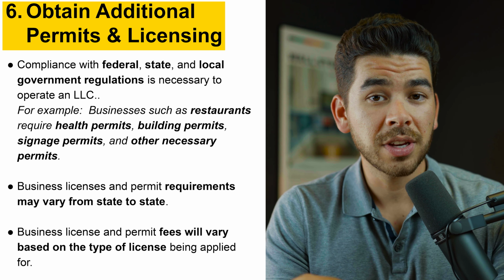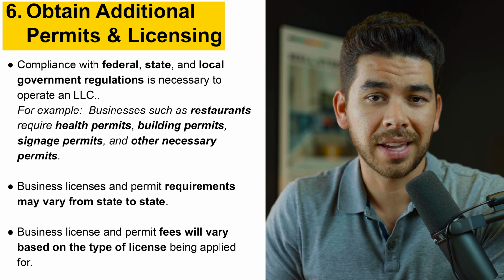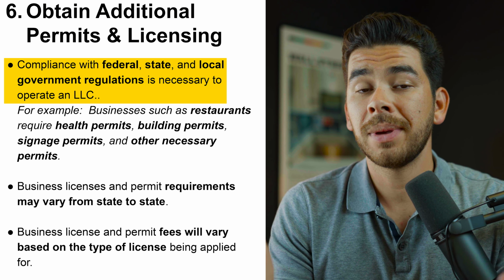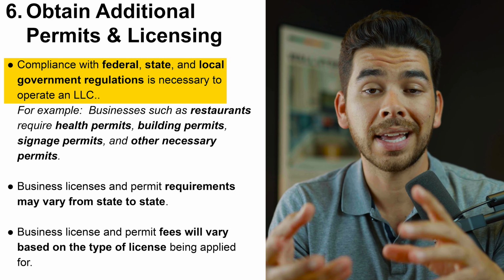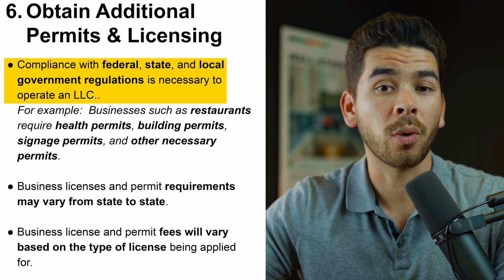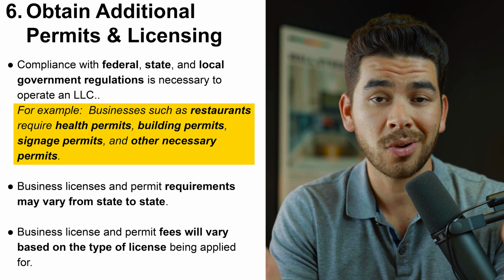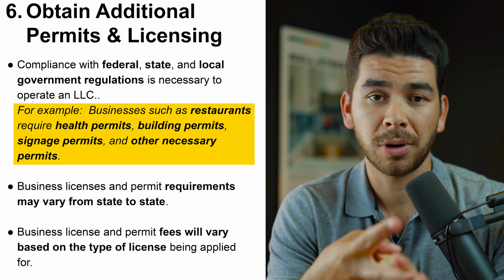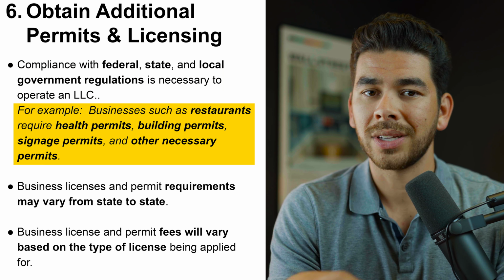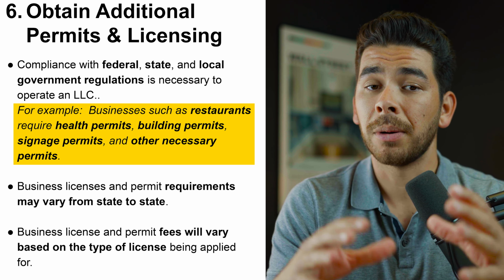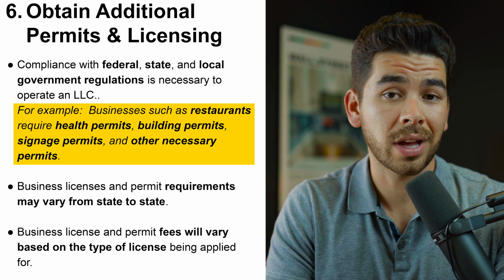Okay, there's some things that you need to know after forming your LLC, and it's all about compliance. You need to make sure that you're complying with all federal, state, and local regulations for your specific business. Now, this is going to vary from business to business. For example, if you're a restaurant, you're going to need to have health permits, signage permits, and a bunch of other things. So we can't tell you exactly what is going to be right for your business, but be sure to look into this and get professional help if you need it.